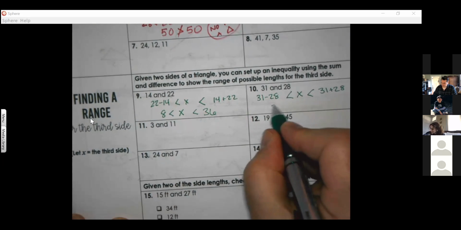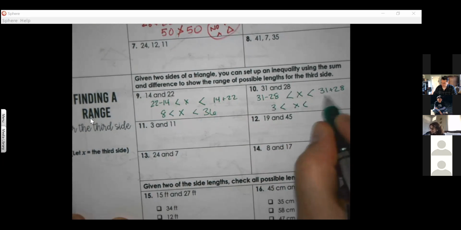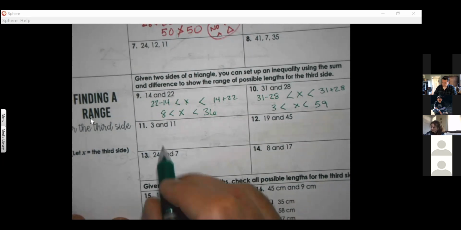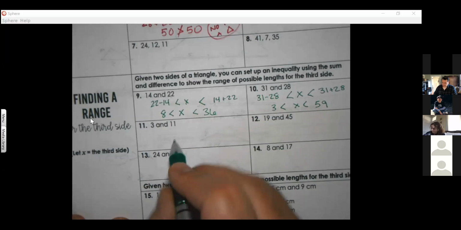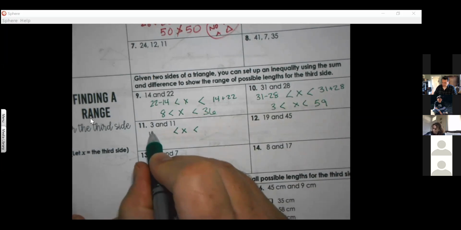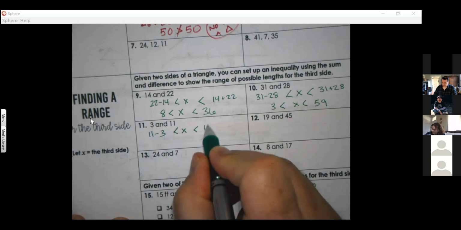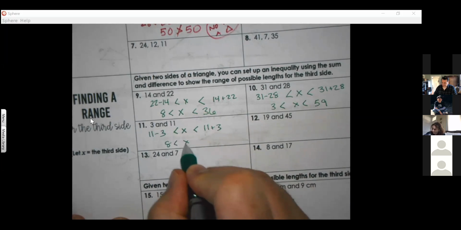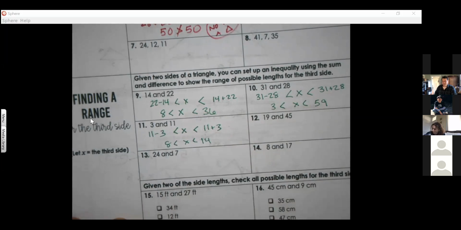31 minus 28 is 3. 31 plus 28 is 59. So number 11, if I want to find the range of possible values, I want x to be trapped between 11 minus 3 and 11 plus 3. 11 minus 3 is 8. 11 plus 3 is 14. Any questions on that?